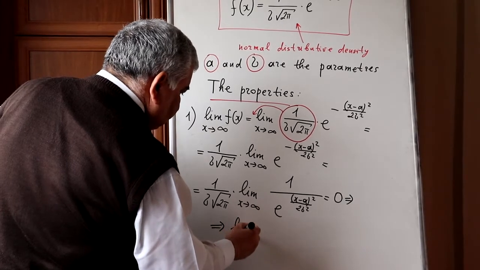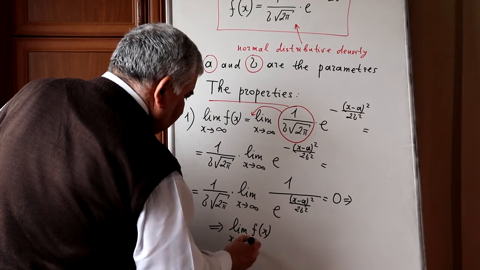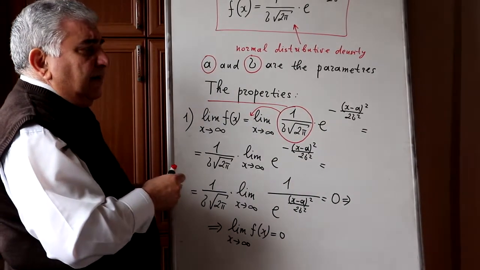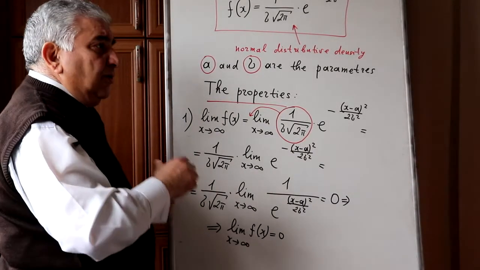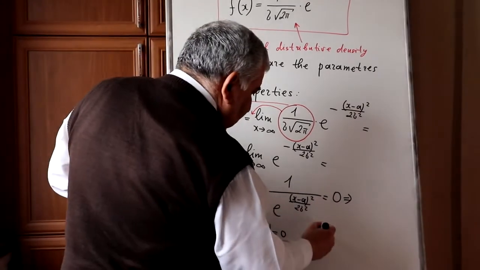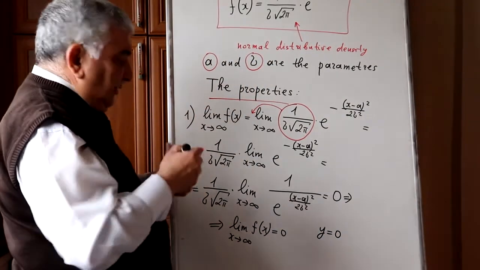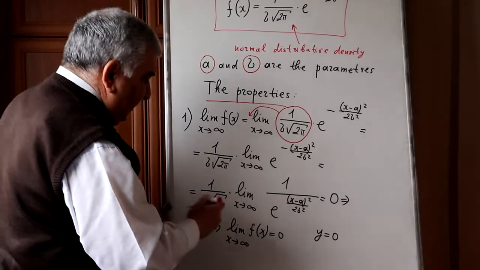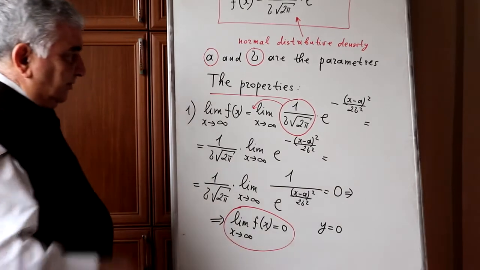Limit of f of x when x tends to infinity is 0, and it means the horizontal line y equals 0 is the horizontal asymptote, and it is also the x-axis. It is the first result of the first property.